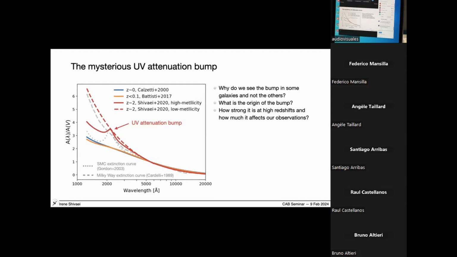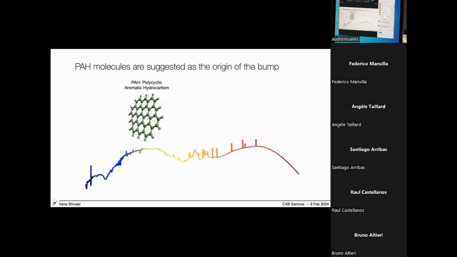And how strong it is at high redshift so that we can take it into account when we are correcting our observations for dust attenuation. And to answer those questions, we looked at the origin of the bump. PAHs, polycyclic aromatic hydrocarbons, are molecules that are suggested as the origin of the bump based on lab and theoretical work. These are large sheets of carbon-based molecules with edges of hydrogen that absorb single UV photons, get transiently heated to very high temperature, and emit in the mid-infrared in certain bands.